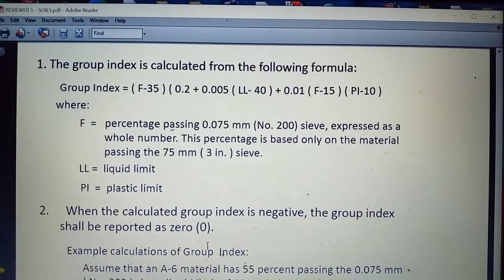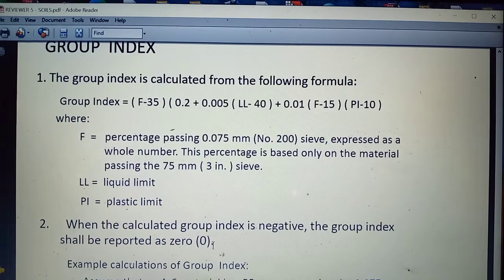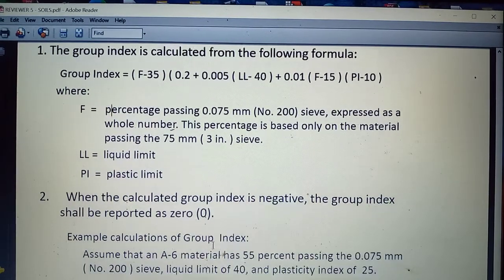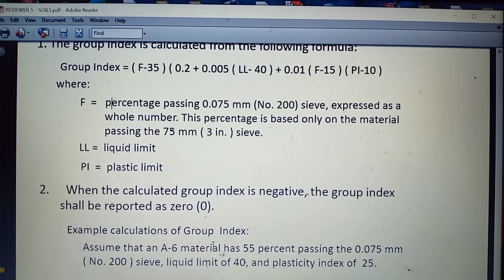Masyado nang malayo kasi yung nabutan natin. So, the rest about soils will be on your next subject, maybe next year, which is Geotechnical Engineering 1 and Geotechnical Engineering 2 respectively. So guys, I hope marami kayong naintindihan, and God bless us all.